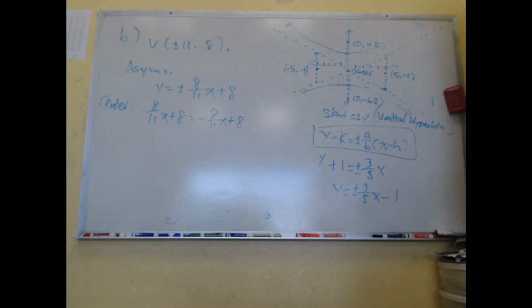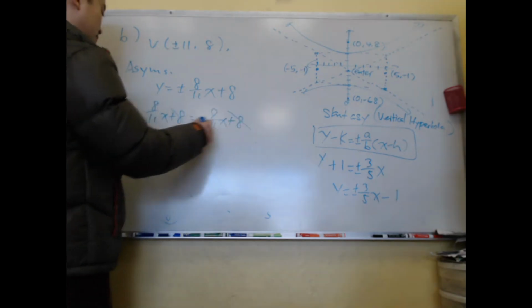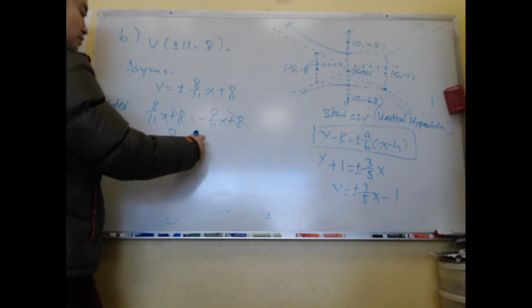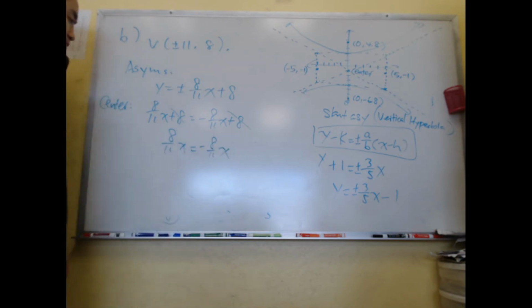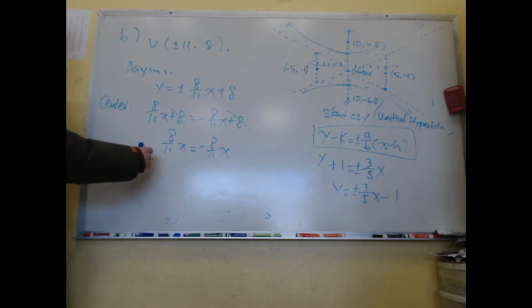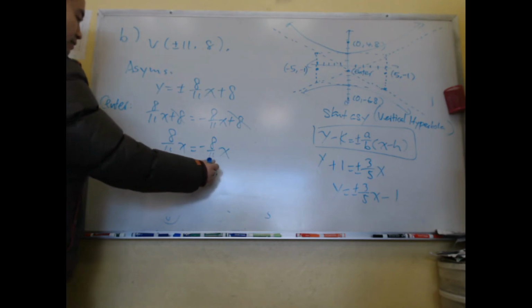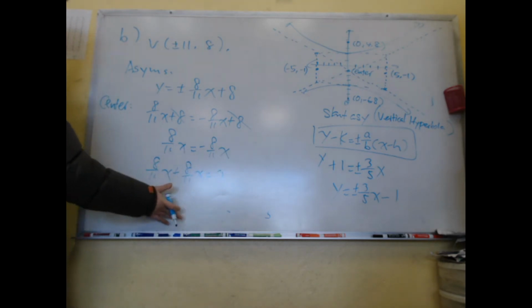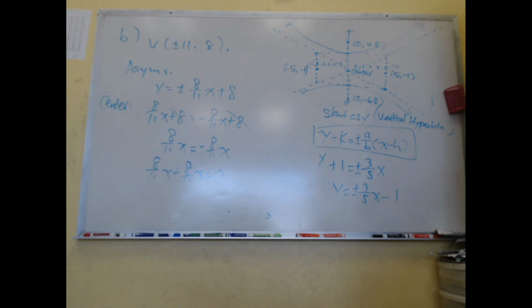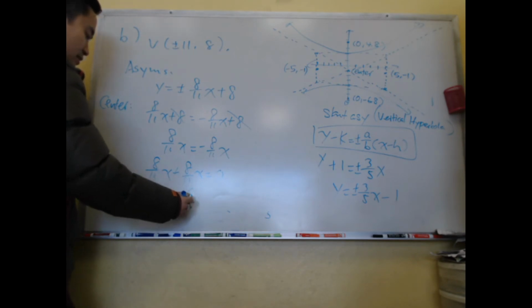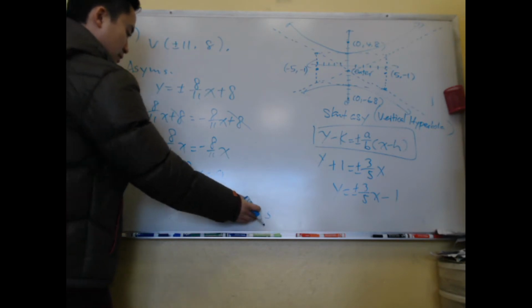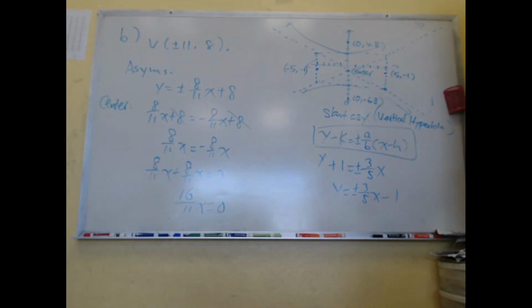Hey, what do you notice? What happened to 8? Can we cancel them out? So a over 11 x equals negative a over 11 x. So bring everything together to one side, like that, right? So this one we got 16 over 11 x equals 0. So what's the value of x? 0.